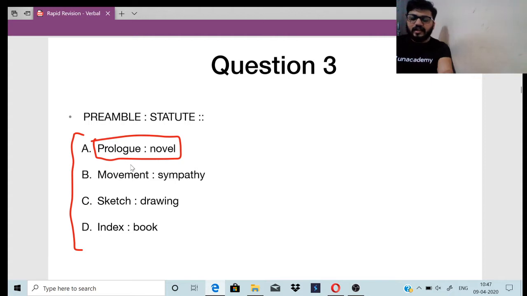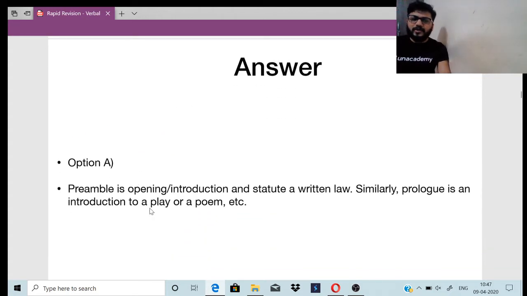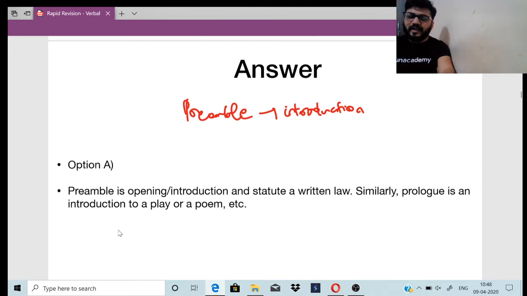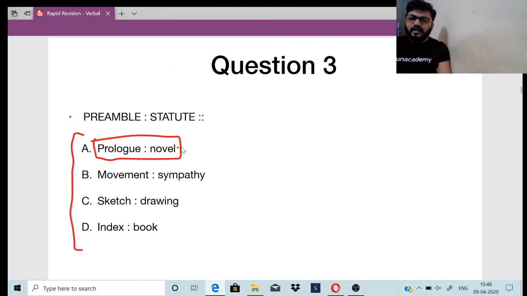Preamble, statute, it is a prologue and novel. Okay, preamble is the opening or introduction and statute is a written law, right? Preamble ka matlab kya hai? Preamble ka matlab hai wo ek introduction hai, this is an introduction. So statute is a written law. So similarly, prologue, prologue kya hota hai? What do we call as prologue? Okay, in the novel, the starting of a novel, right? The starting of a novel or the introduction of a novel is called as prologue.